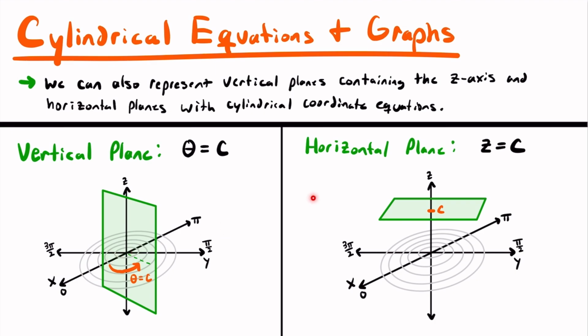Or you could represent a horizontal plane by just having z equals c. This is exactly the same as it is in the rectangular three-dimensional coordinate system, right? If you have z equal to some value, you're going to have a plane that cuts through that value of z in the three-dimensional coordinate system. Okay, so the same thing is true here.